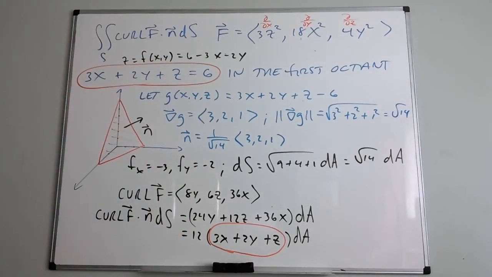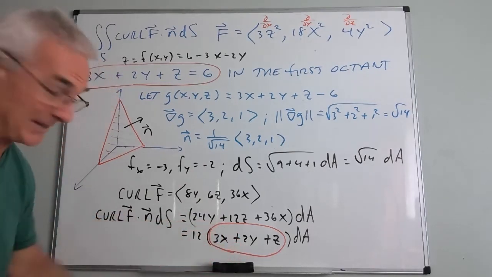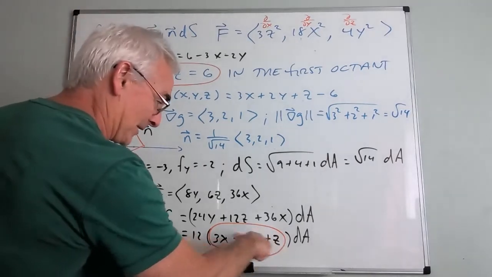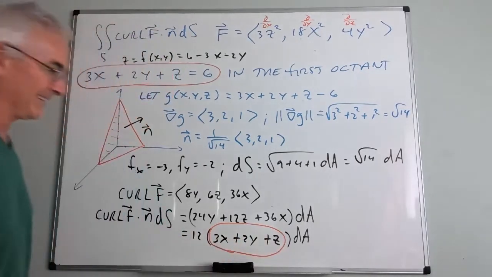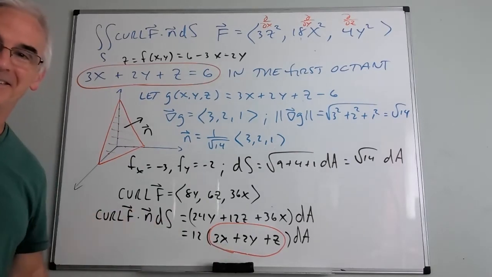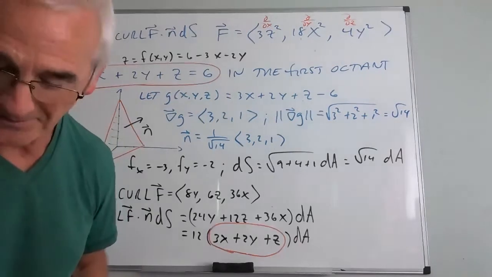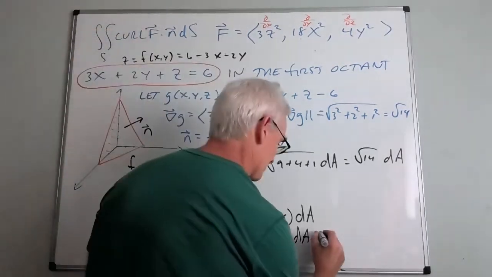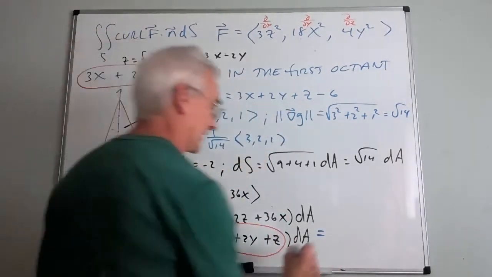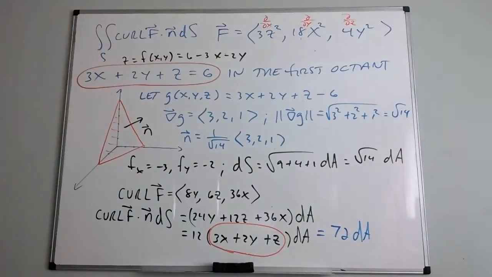I'm bounded by this plane. This is my integrand. Anybody notice anything? This quantity right here equals what? What does this quantity equal? 6. 6. I don't know about you, but that makes me very happy because now my integrand just reduced all the way down to 12 times 6. Oh my goosh.